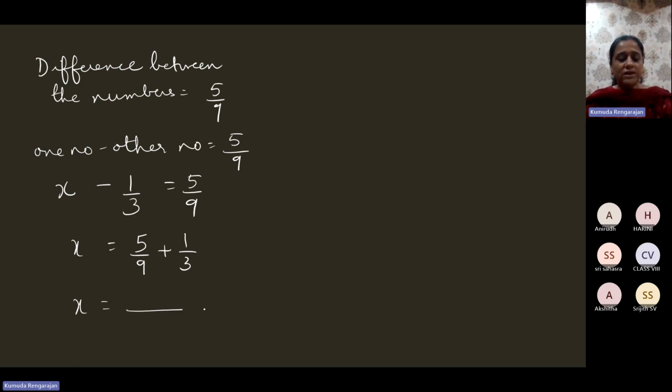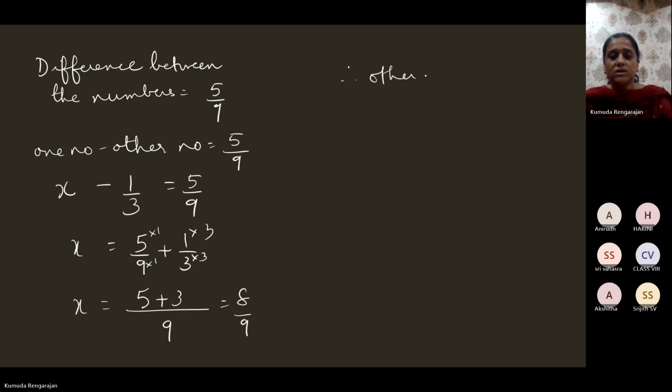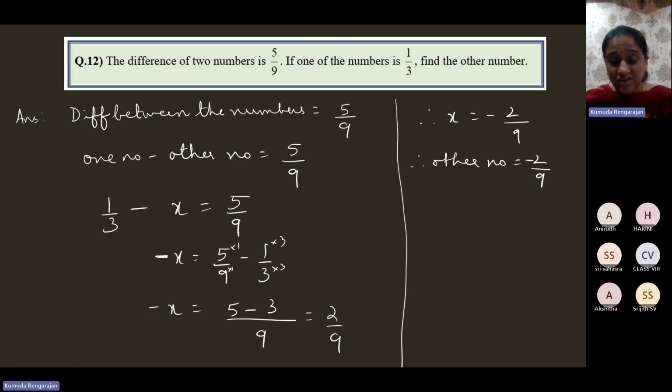X is equal to 9 is a common denominator, into 1, into 3, into 3. So 5 plus 3, which is 8 by 9. Therefore, the other number is equal to 8 by 9. Since the information in the question is not specific, we have two answers.